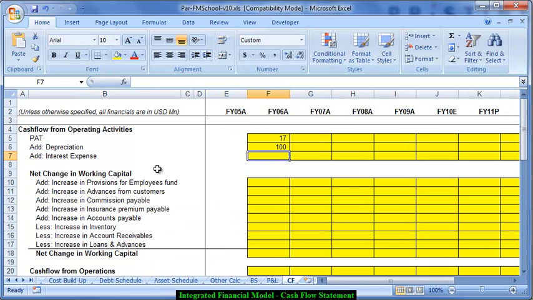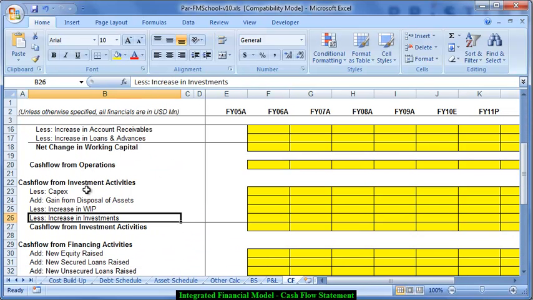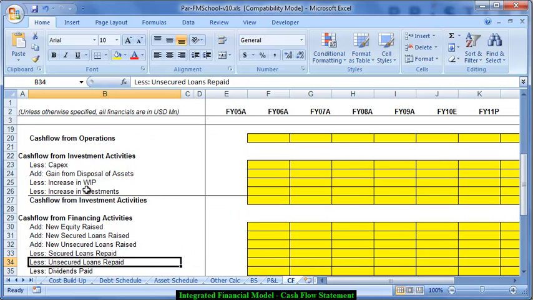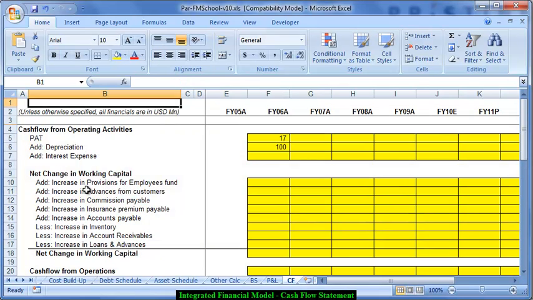Is that okay? I add the interest expense. Please note that interest expense is not an operating expense. It is a financing expense. So that has sort of a counter entry here. I add it there, I subtract it here. Is that okay?